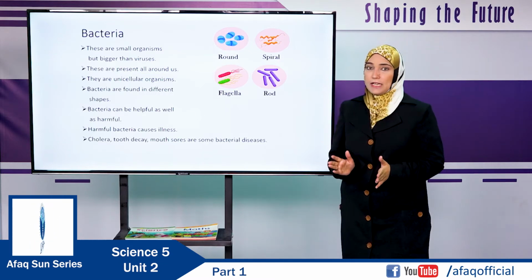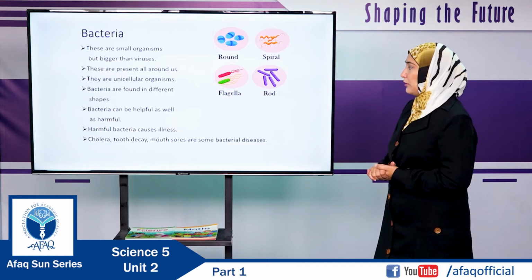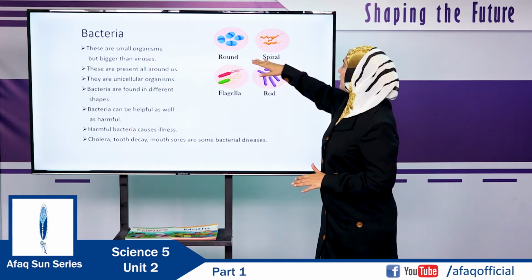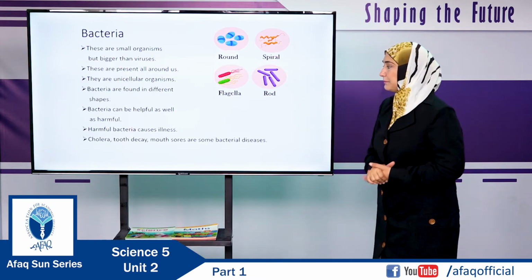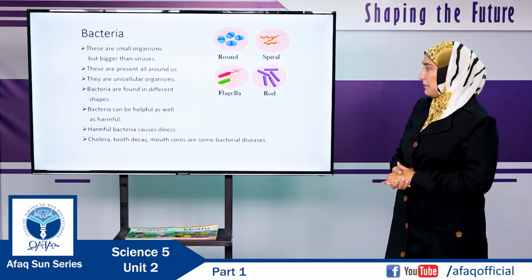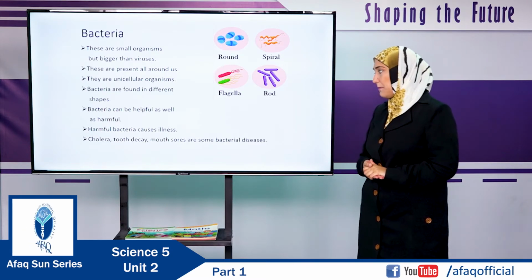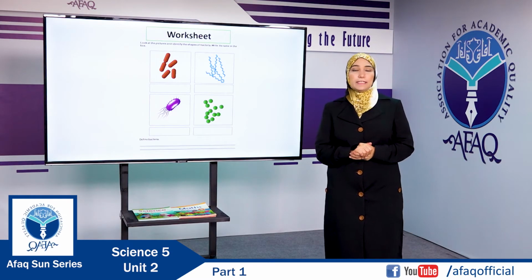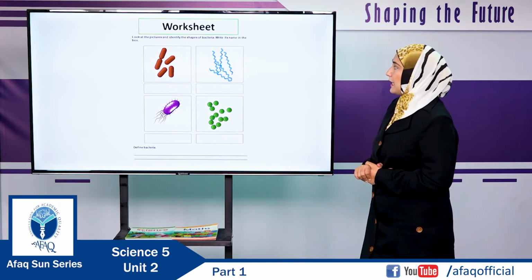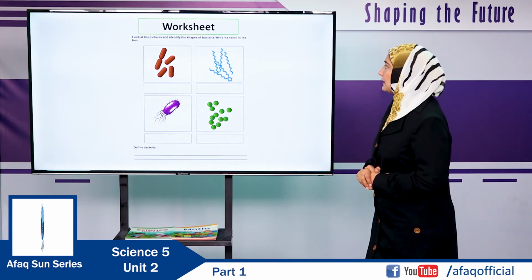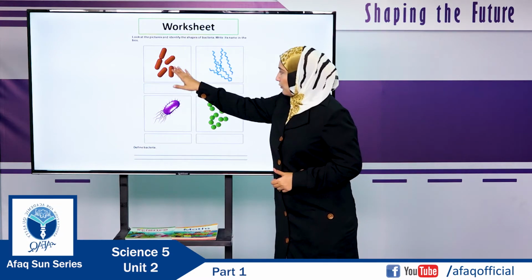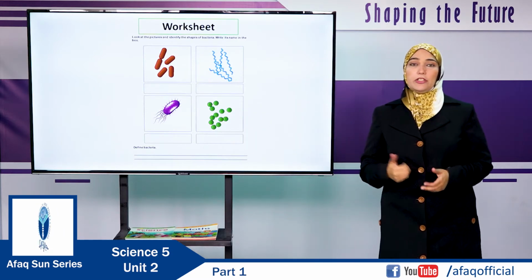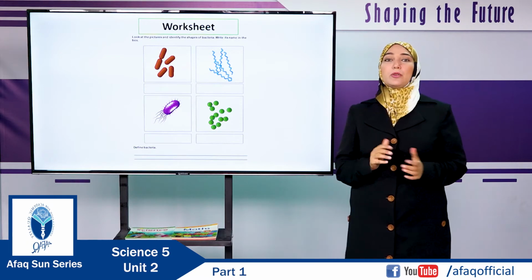Bacteria can be helpful as well as harmful. Harmful bacteria cause illness. Bacteria have different shapes like round bacteria, spiral, flagella and rod. Different diseases caused by bacteria include cholera, tooth decay, mouth sores, etc. Now there is a worksheet with this DLP. Look at the pictures and identify the shapes of bacteria. Write its name in the box. You have to identify the shape and write its name in the given boxes, and then you have to define the bacteria. Solve this worksheet and show it to your teachers.